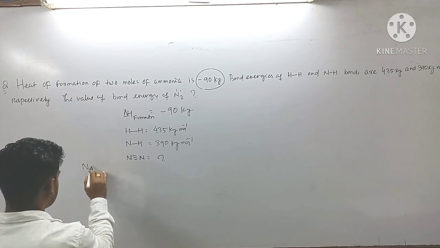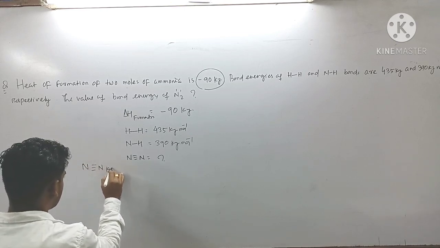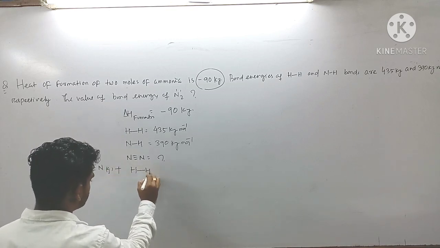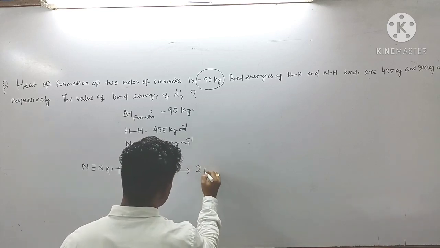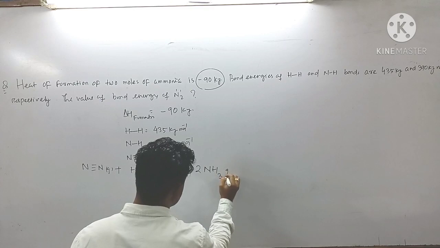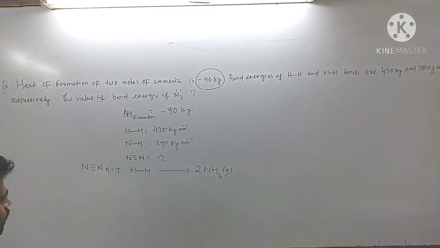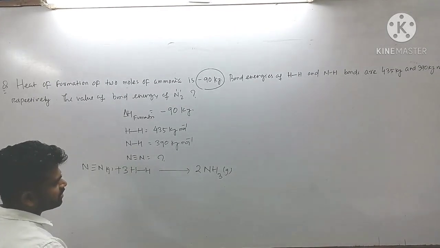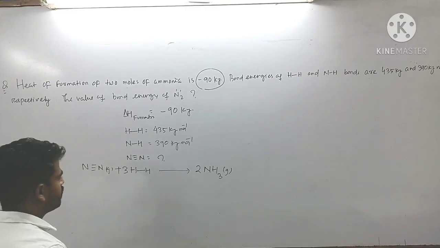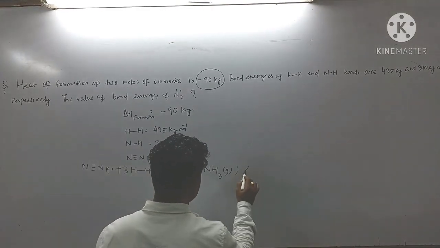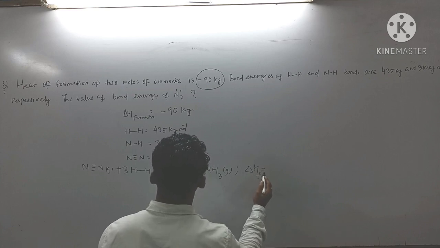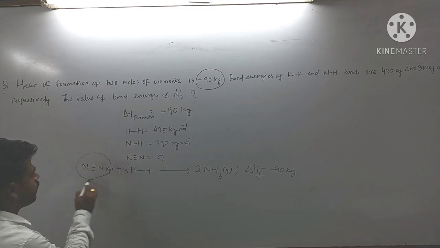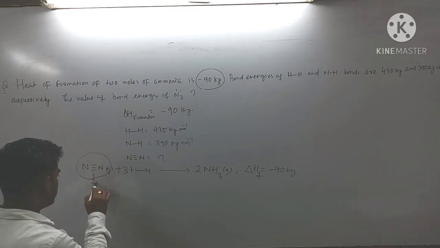That will be N2 plus H2 giving rise to 2 moles ammonia, 2 NH3. Okay, so N2 plus you can write 3H2, so that there will be 6 hydrogen, 6 hydrogen. This equation is balanced. So for this reaction, del H is given as minus 90 kilojoule. So find out the bond dissociation enthalpy of dinitrogen. So let's say that is X.